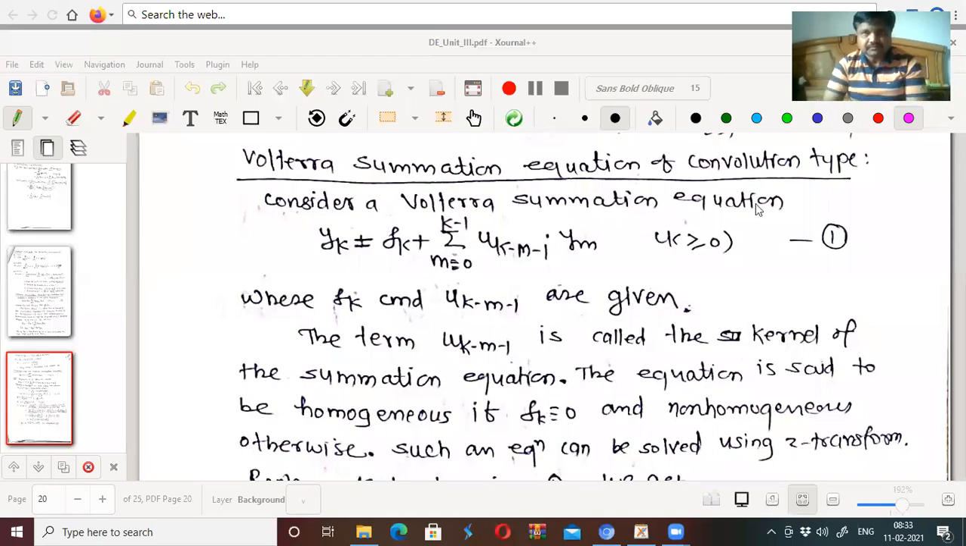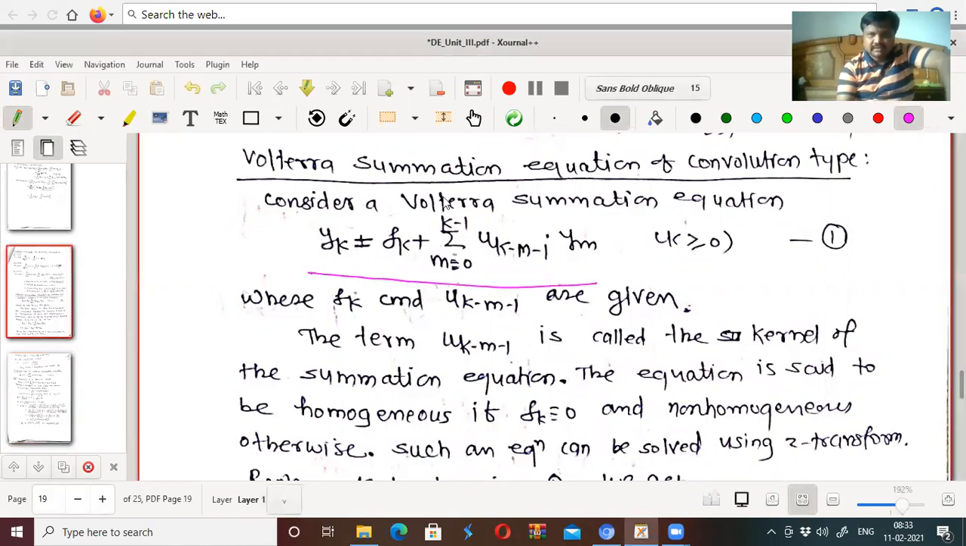Hello friends, in the last lecture we have seen that such a type of equation is called a Volterra summation equation of convolution type. Why do we call it convolution type? Because of this term: there are two functions, u of k minus m minus 1 into y m. That is the convolution type product, therefore we call it convolution type. It is a summation equation as it contains a summation, and Volterra because the upper limit is variable, m from 0 to k minus 1.